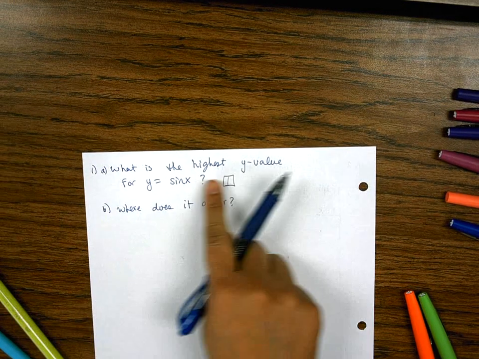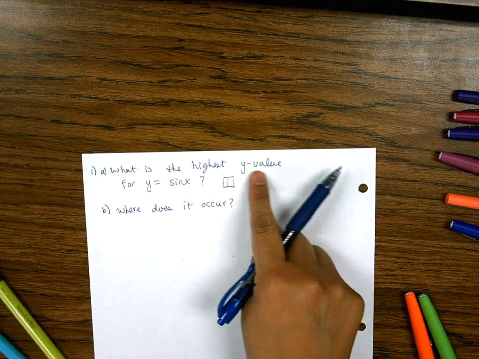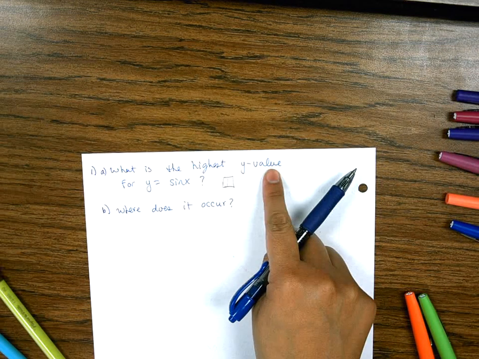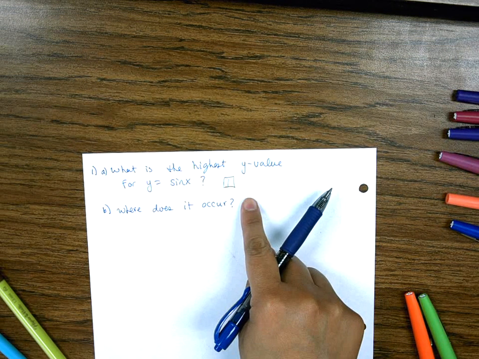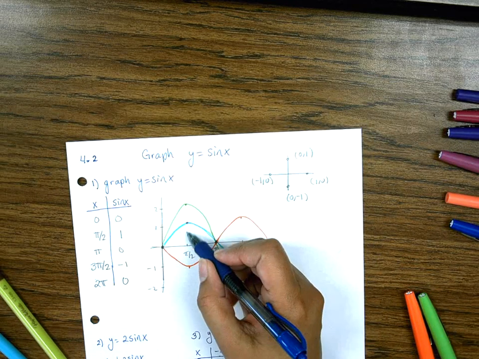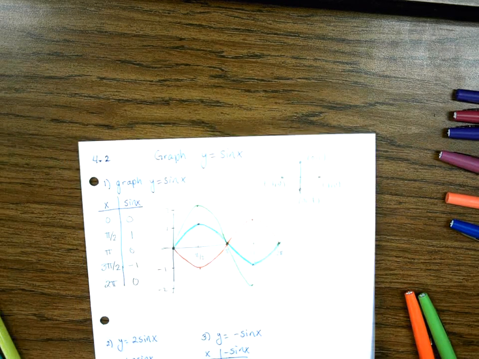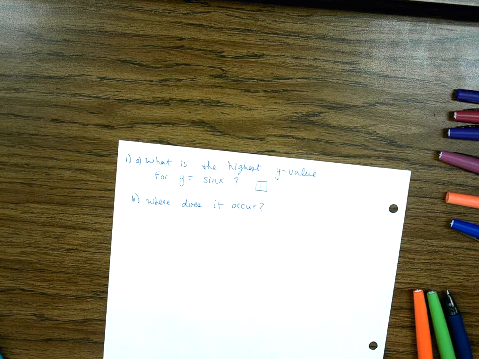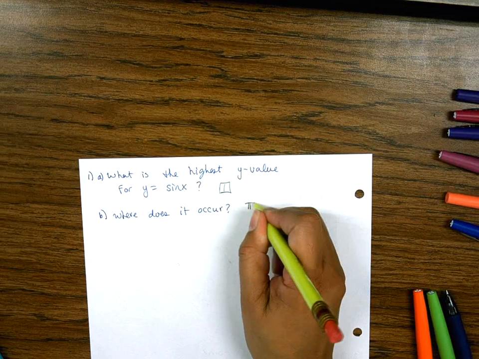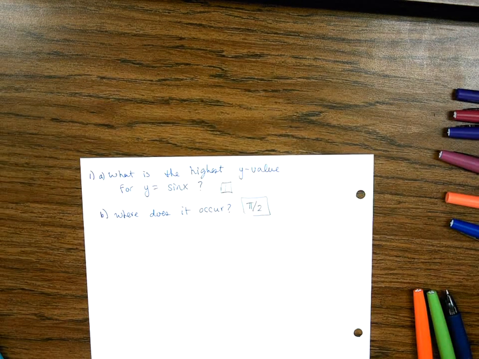Okay, so I'm going to repeat that. What is the highest y value? Obviously right there they're asking for the y value. Where does it occur is asking for the x value. So you can look at your graph. There's the highest point. It occurs at pi over 2.